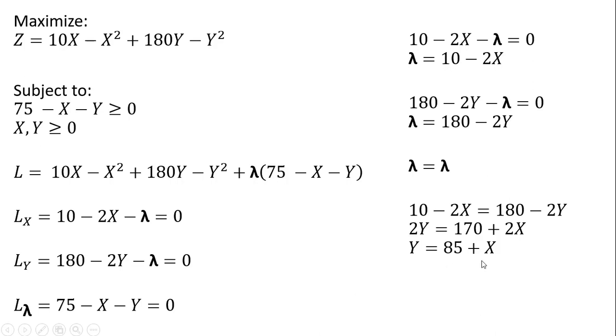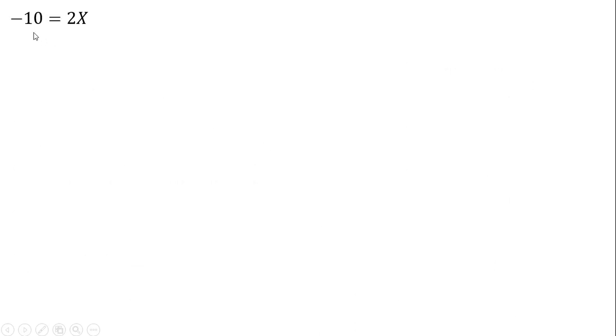We're going to plug this result into our third partial derivative. So 75 minus x minus y, where y is 85 plus x. And we're going to solve for x. Moving on to the next slide. Solving for x, x equals minus 5.